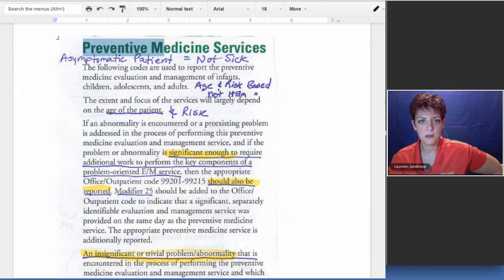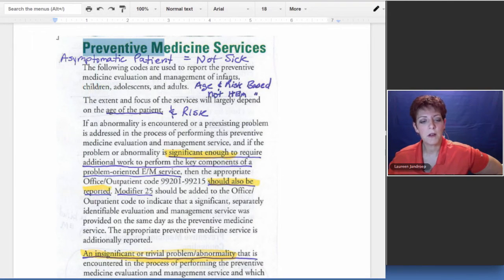I did just a little grab of our coding manuals on preventative medicine. These are just some of the annotations that I've got in there. So for preventative medicine, I write asymptomatic patient, they're not sick. And the guidelines tell us that these codes are based on age and risk, which is normally what you're doing when you're getting established and they're running tests and doing things that would be considered comprehensive in nature for your particular age. So if it's a well baby visit, they're going to be doing all those pediatric tests, talking about immunizations and all that sort of thing.